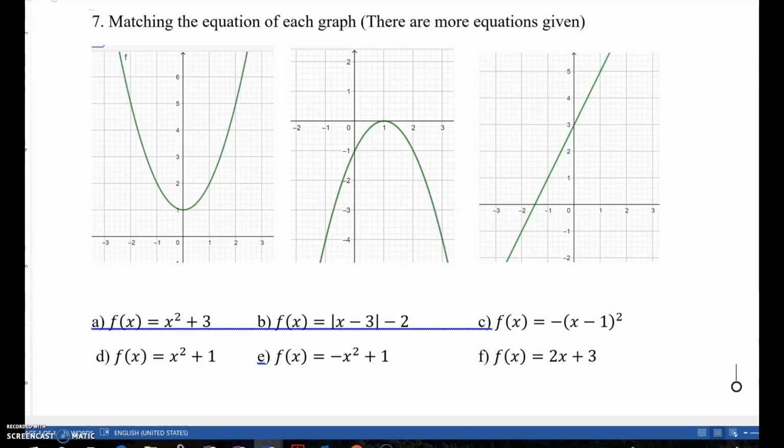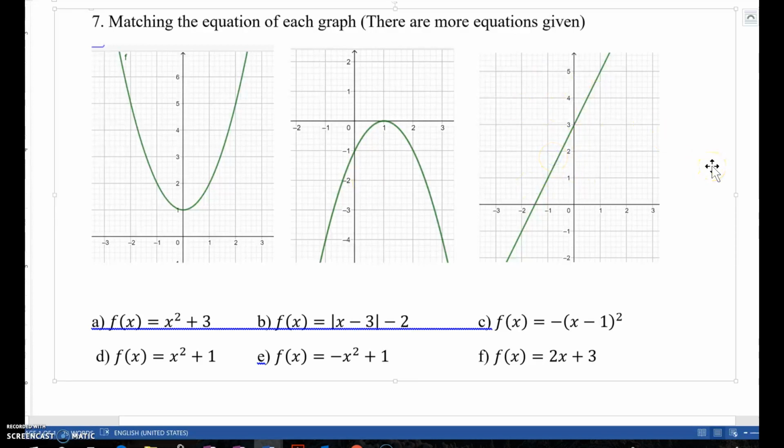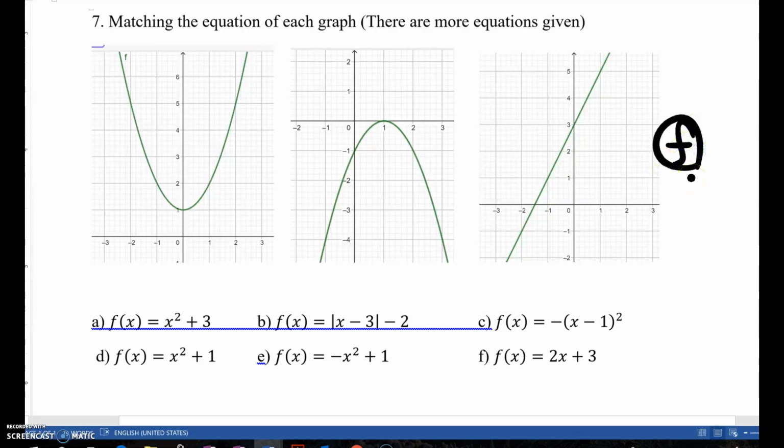Okay, number 7 is matching the equation of each graph. So as you know, those two are quadratic function graphs, and this one here is a linear function graph. Fortunately, there's only one linear function, so in this case, F is the correct choice.